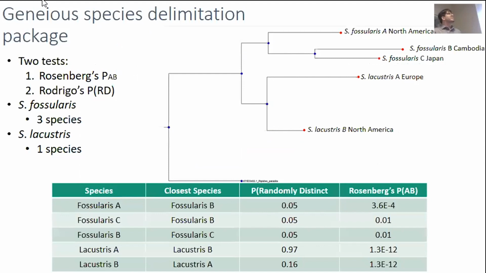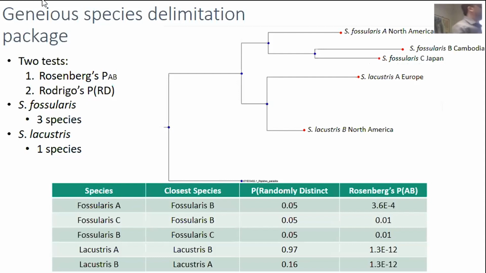And then lastly, we kind of use this genius species delimitation package. We focused on 2 tests, so Rosenberg's probability of AB and Rodrigo's probability of random distinction. And so what we do is you give it a tree, a gene tree or anything, and you mark each of the clades that, say, automatic barcode gap discovery gave you, and you will label that and be like Stylaria fossilaris A, Stylaria fossilaris B. And what it does is for each of those clades, it shows you the species and the closest species, the probability of it being randomly distinct based on random coalescence, and the probability of reciprocal monophyly based on random branching events.